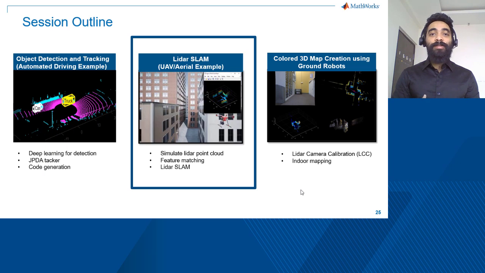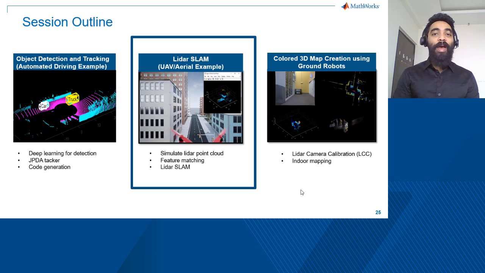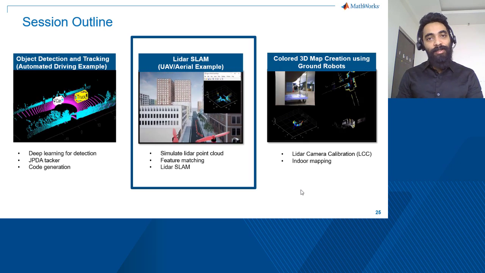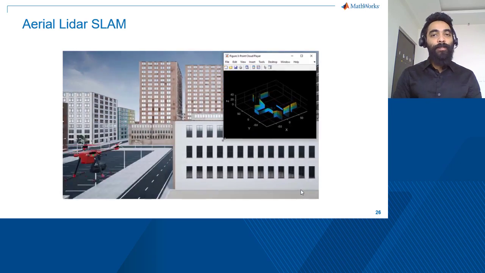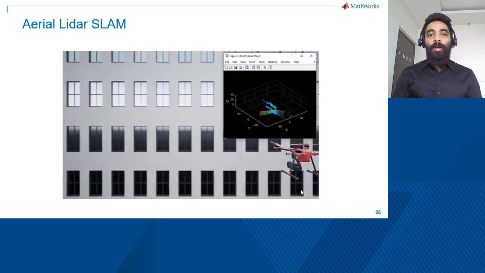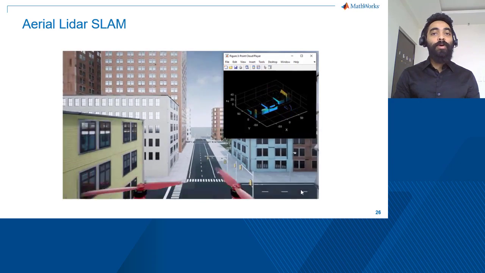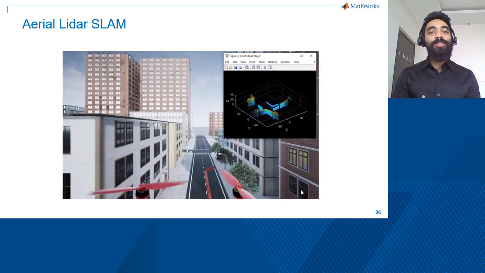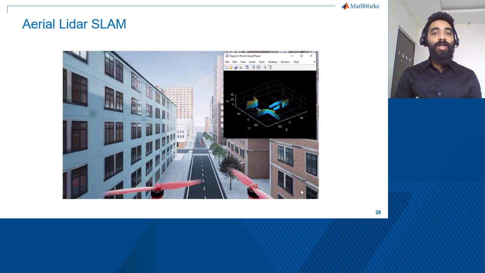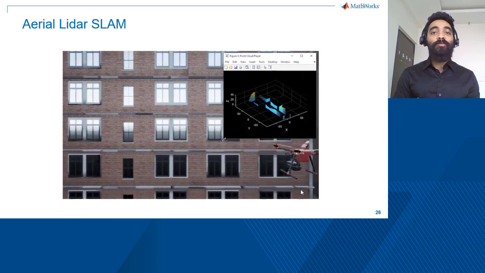Here we'll implement simultaneous localization and mapping or SLAM on point cloud data streamed from a LiDAR sensor which is mounted on a UAV. This will happen in a simulated environment. Here we'll demonstrate how to do feature-based matching with this point cloud data. This example uses simulation environment available in the UAV toolbox.